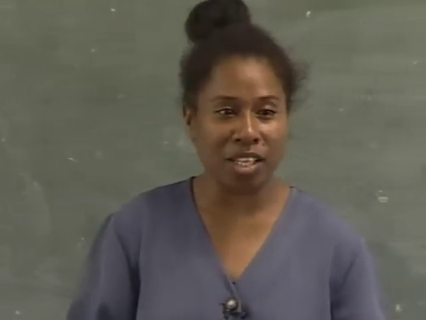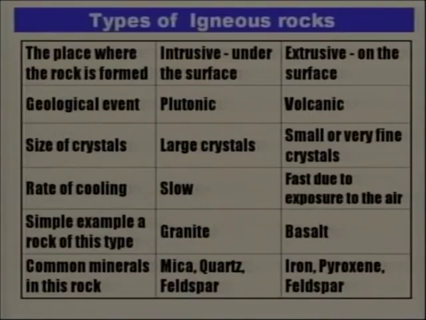Why? Would someone like to tell us why you think the size of the crystals of the intrusive rocks are actually large, whereas the extrusive volcanic rocks, the size of the crystals are actually small or very fine? Anyone would like to have a go with this one? Just to give us an explanation of why you think there is a difference. Silo, thank you.